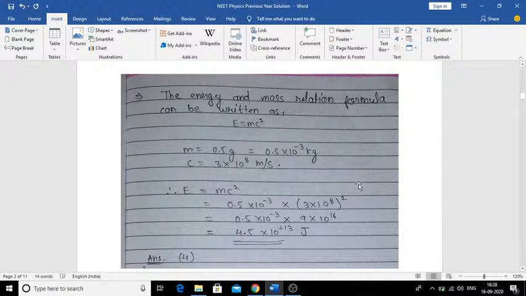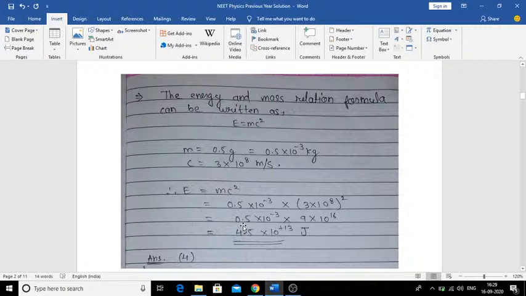So I have also used this, and then substituting both of them, I got my answer as 0.5 into 10 raised to minus 3 as mass, and c is 3 into 10 raised to 8, and it is squared, as it is c square. So now we'll go ahead and square this: 3 squared will be 9, and 10 raised to 8 squared gives 10 raised to 16.